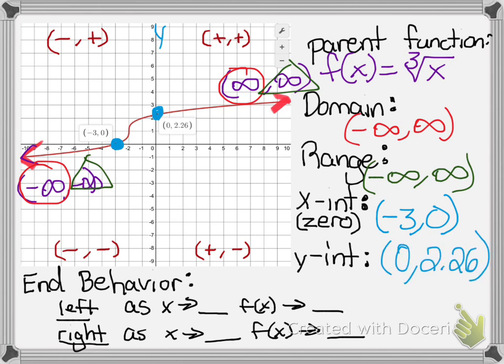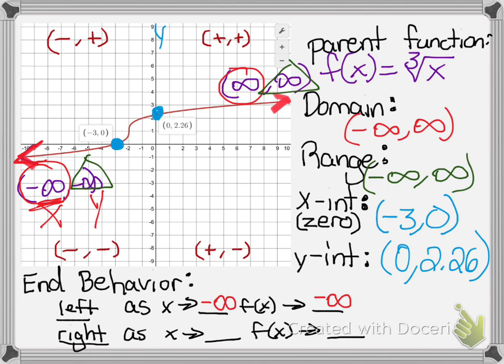Now, to find the end behavior, I'm going to look at the end of the graph, both ends, and see what their behavior is like. See what I did there? So let's look on the left side over here. All I have to do is pretty much tell what my x and my y are doing. And as you can see, my x is negative infinity, and my y is negative infinity.